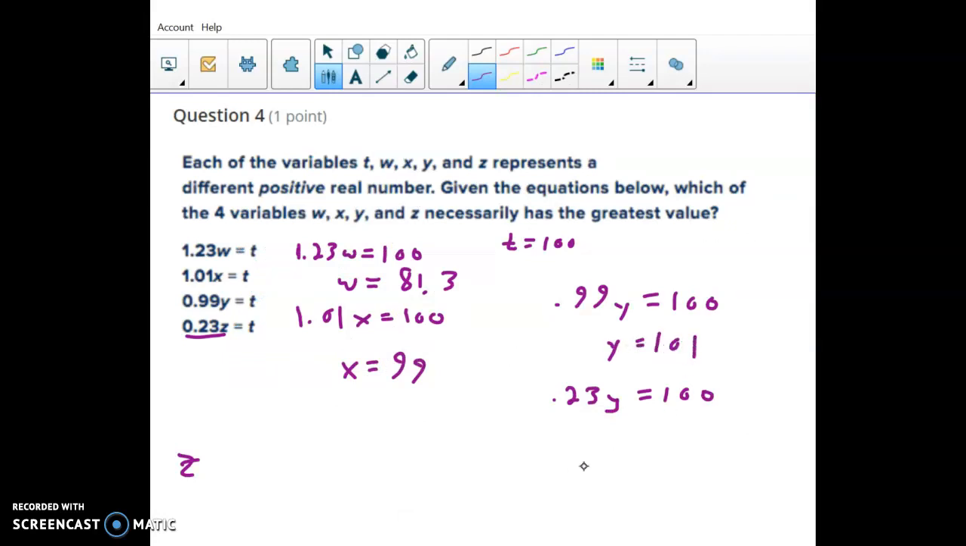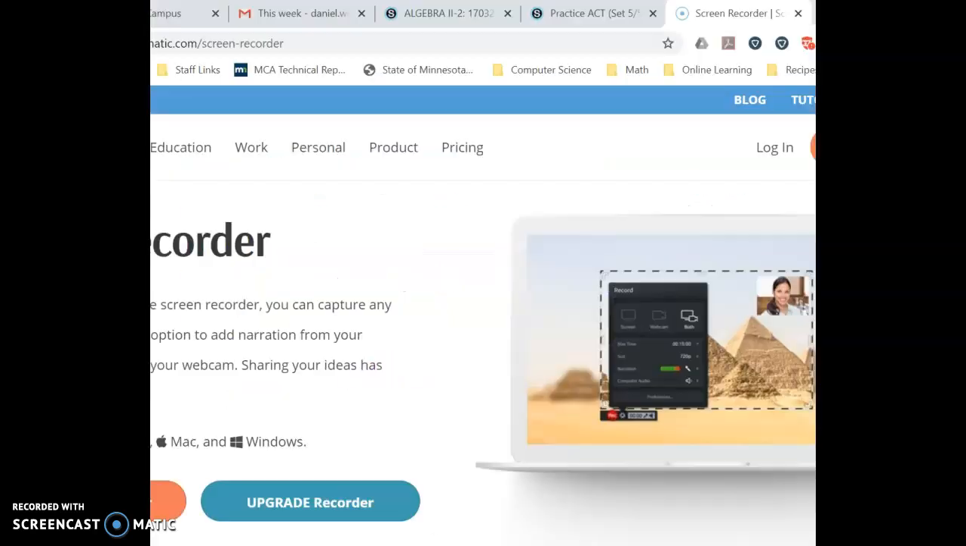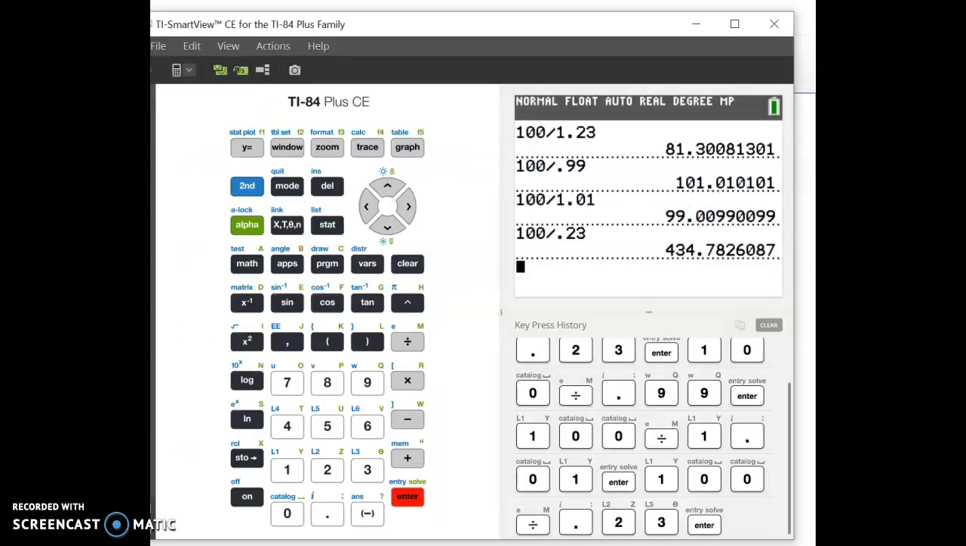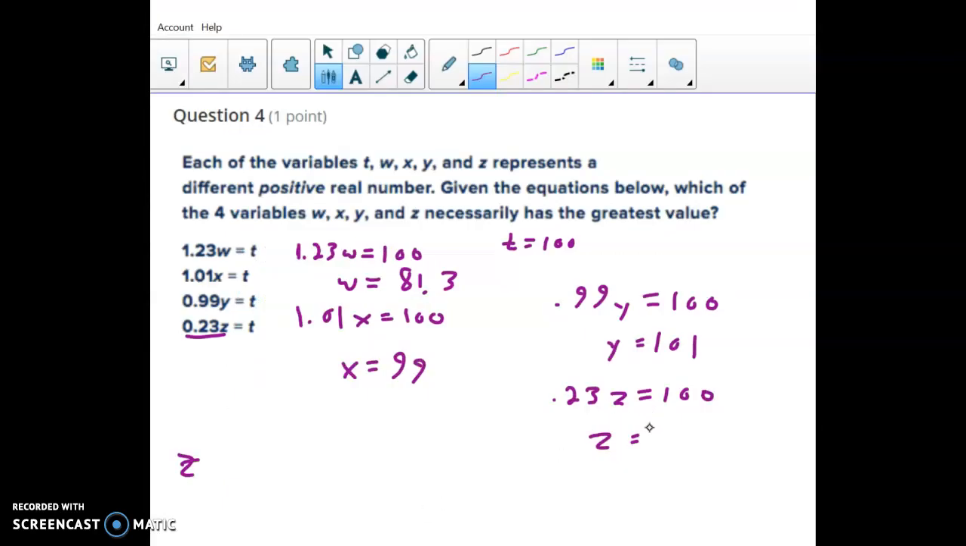Okay, and then, not surprisingly, oh, sorry, this one should have been Z. I messed that up here. This should have been Z. And Z, when you do 100 divided by 0.23, you get quite a bit bigger number. So 404, no, sorry, 435, I'll call that. Right? So it really doesn't matter because it's by far the biggest.